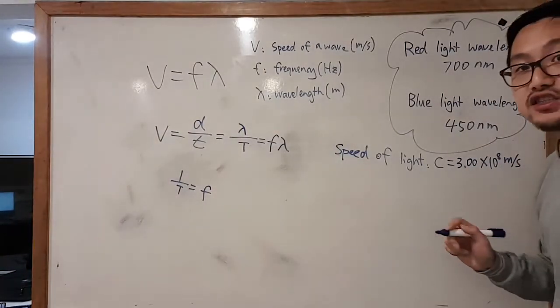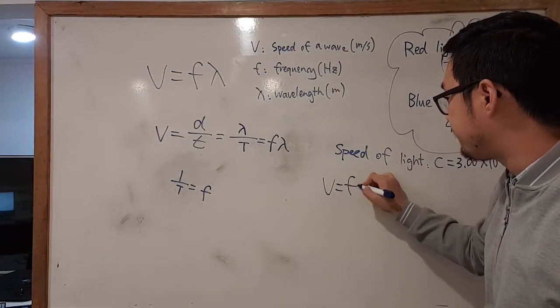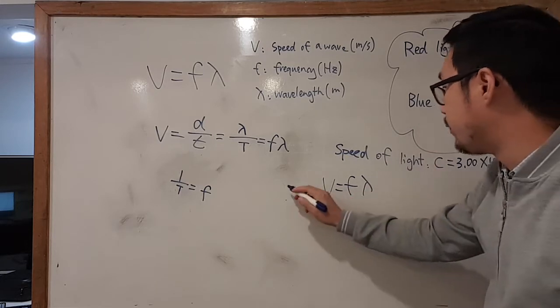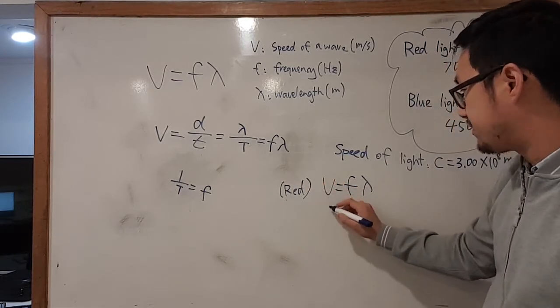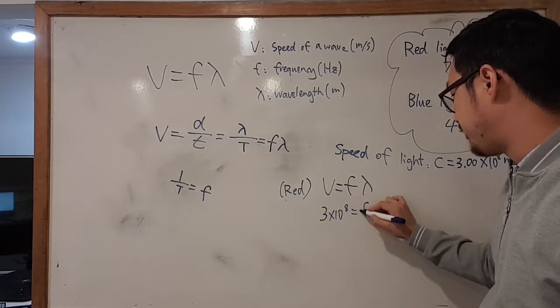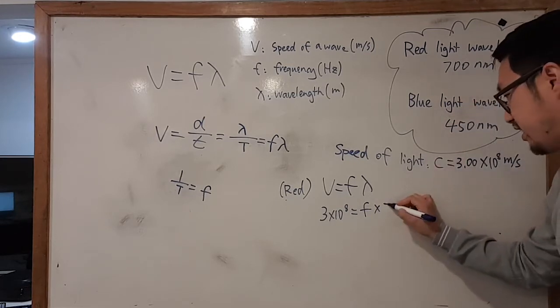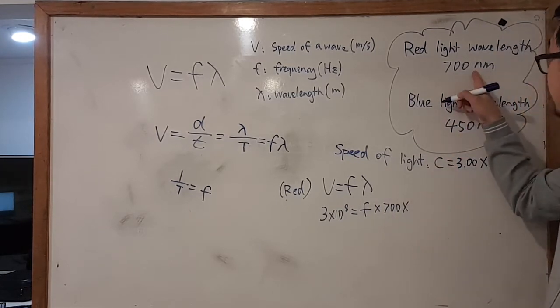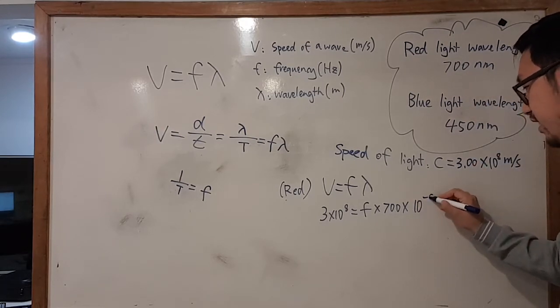And I want to find out, well, what is the frequency of red light and what is the frequency of blue light? So what we can do is say, well, v equals f lambda. I'm going to do the red one first, okay? Red one here, the speed is 3 times 10 to the power 8. That equals frequency times wavelength. The red light wavelength is 700 times, this is nanometer. So nanometer is 10 to the power of -9.